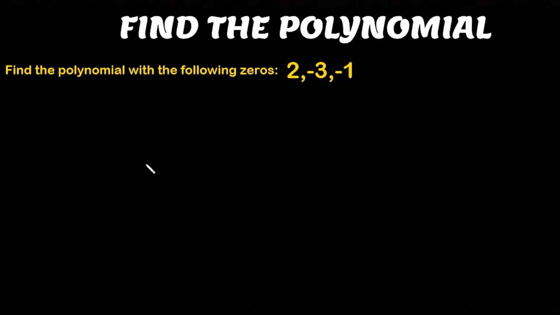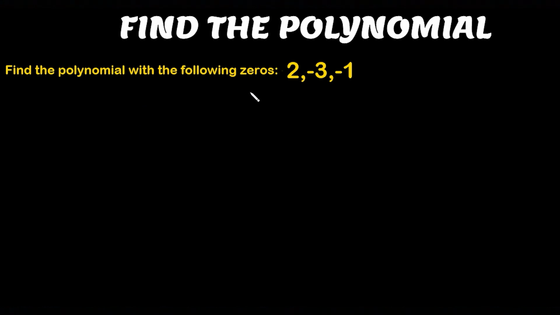Okay, so in this example, we're going to be talking about how to find the polynomial if we are provided the zeros of that polynomial. Now remember, the zeros are where the polynomial is going to be crossing the x-axis, okay? So they give us the following zeros. They give us 2, -3, and -1.